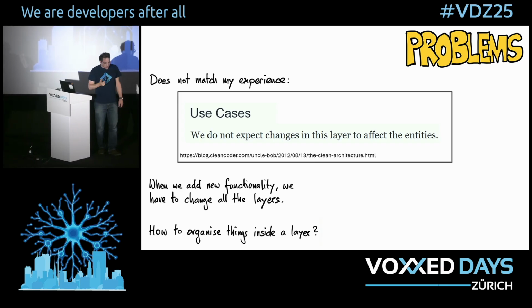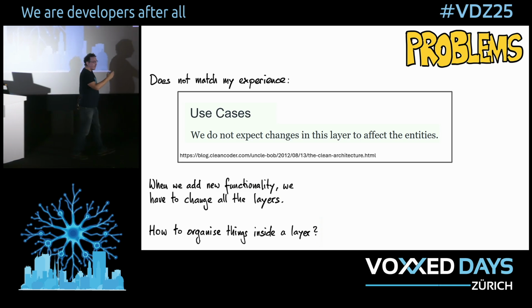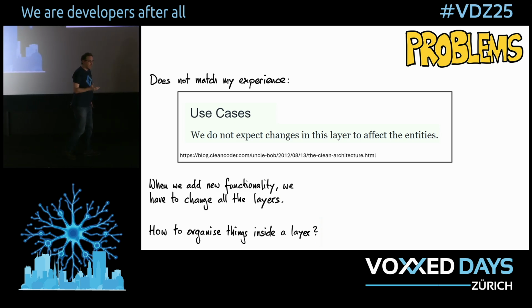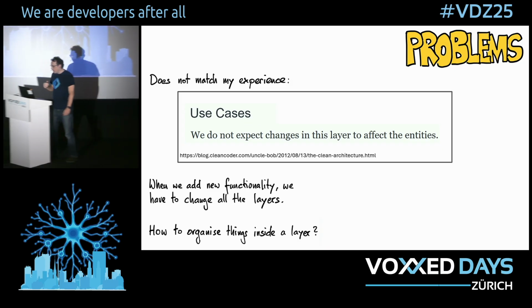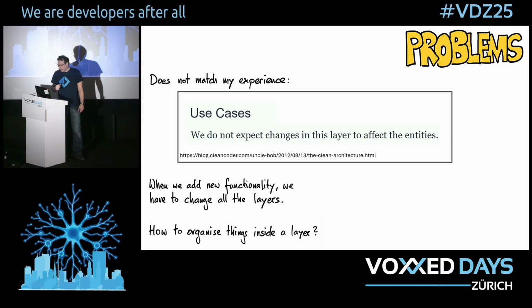And another problem still is, now we have 3, 4, or 5 layers, but you still don't know how to organize stuff in a single layer. So if you have 1 million lines of code, and let's say there are 250,000 lines per layer, that's still a lot of code in one bucket. So of course you can organize it, but there is no recipe in this architecture pattern.